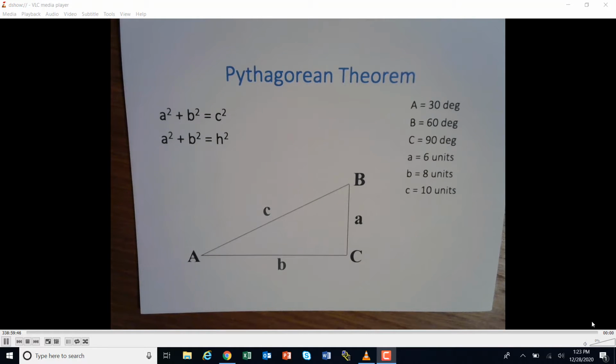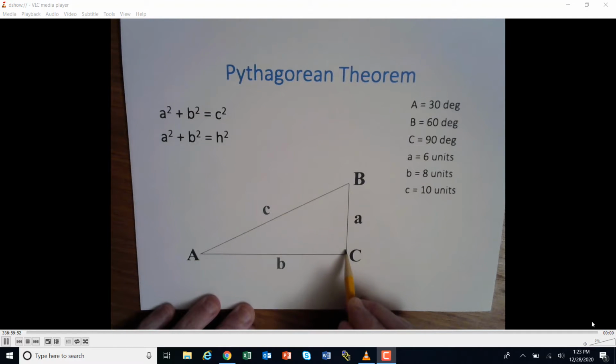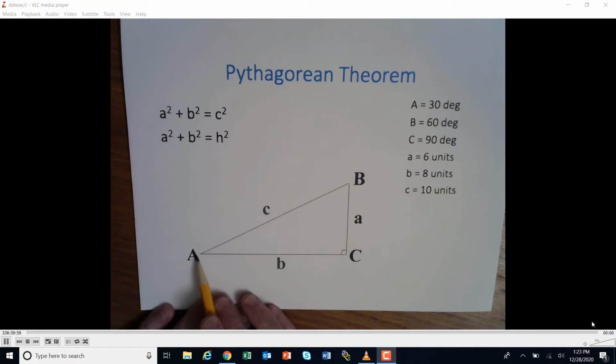Here's the application of the Pythagorean theorem to a right triangle. So what I have here is a right triangle, which means that this one corner right here is at 90 degrees, okay? And it's labeled here as angle A, angle B, and angle C.